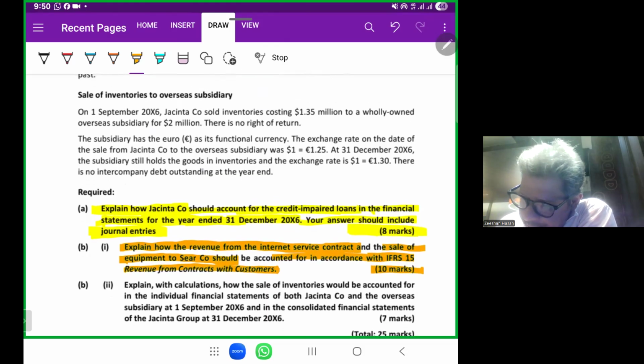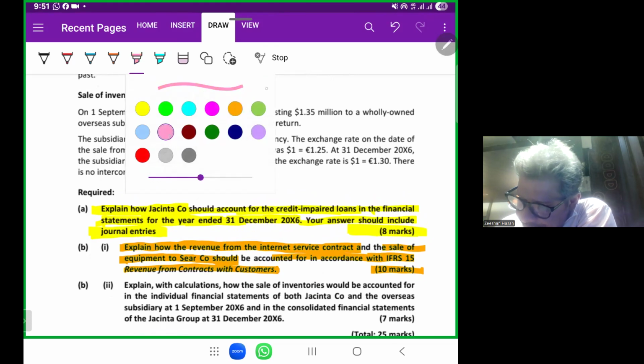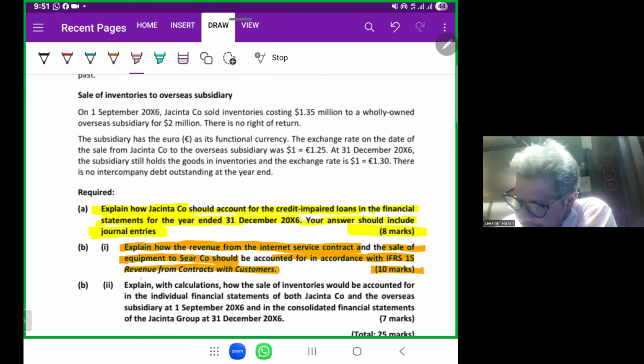And then finally, we have the last requirement. Explain, here the calculations are also required, how the sale of inventories would be accounted for in the individual financial statements of both Jacinta Company and the overseas subsidiary at 1st September 2006, and in the consolidated financial statements of the Jacinta Group at 31st December 2006. And we will get 7 marks for it.